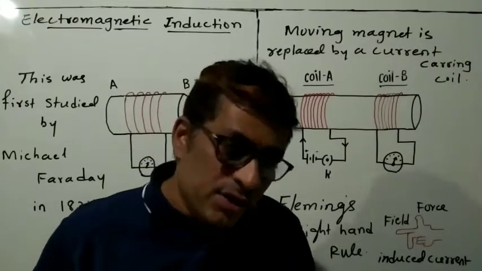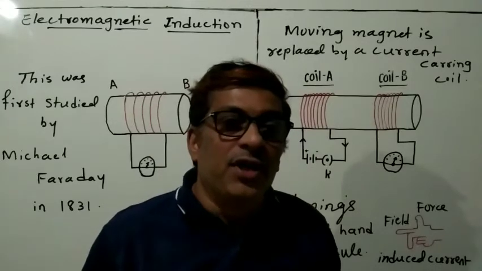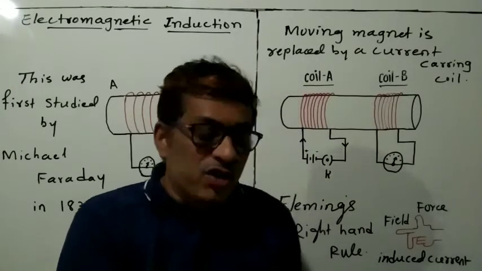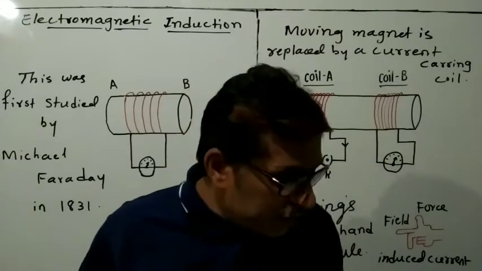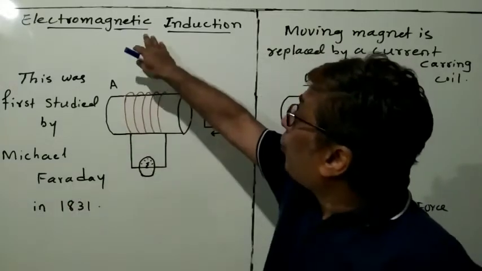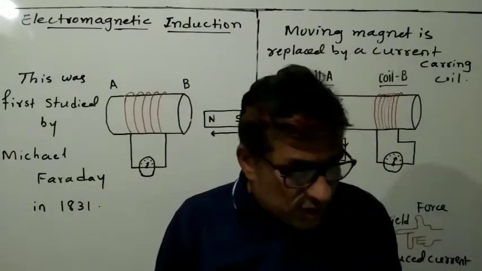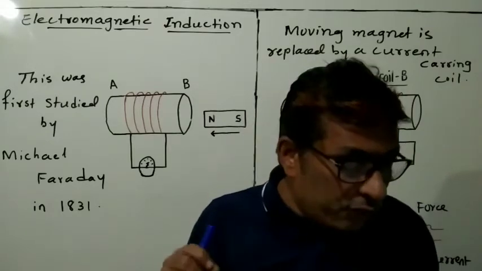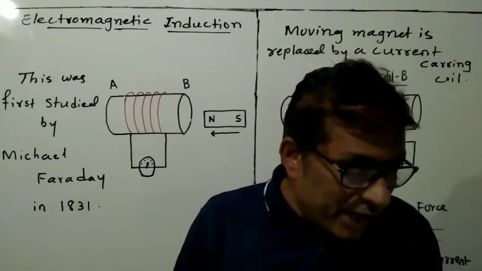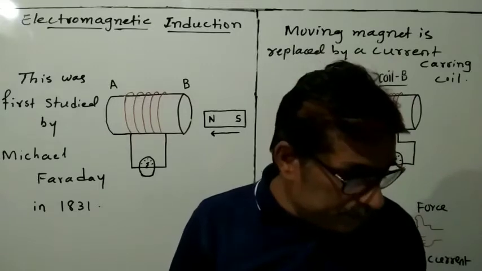Standard 10th, Subject Science, Chapter 13, Magnetic Effects of Electric Current. So, dear students, today we will discuss electromagnetic induction, which means generation of electric current by varying a magnetic field.